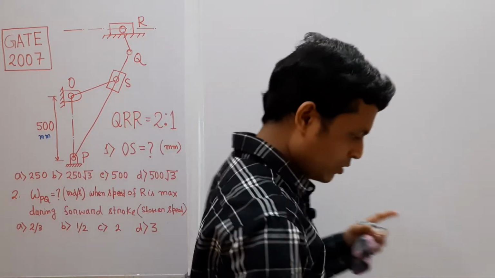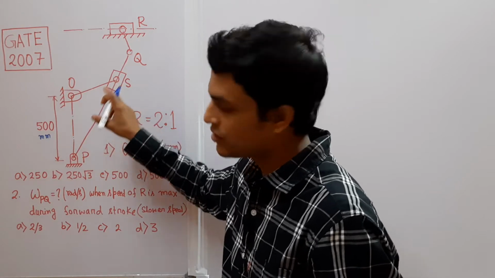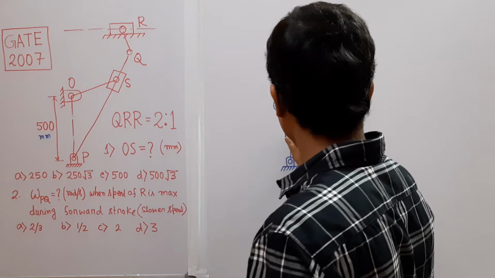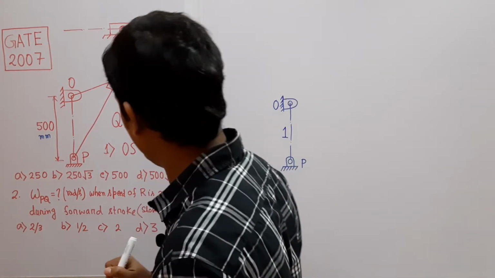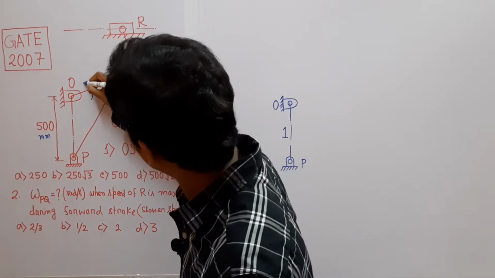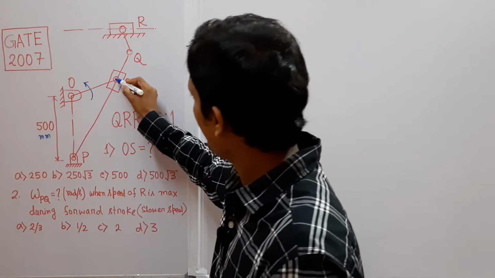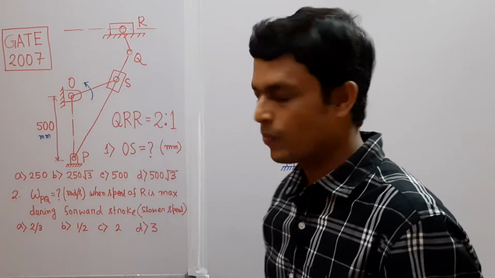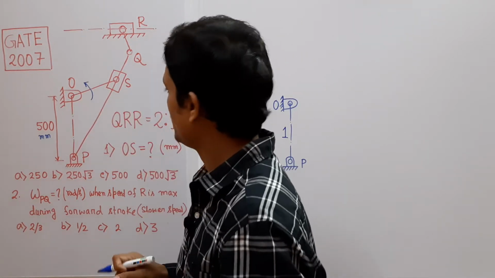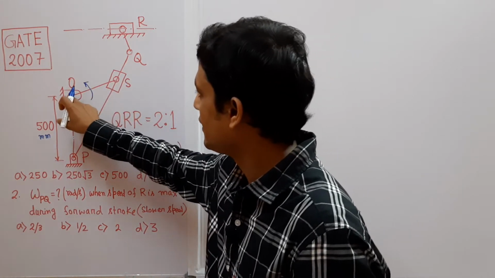So point S is on the crank. Let me denote the fixed link by 1 and the crank by 2. So point S, when the crank rotates, say the crank is rotating in the counterclockwise direction, will generate a circle of radius OS and center at O.